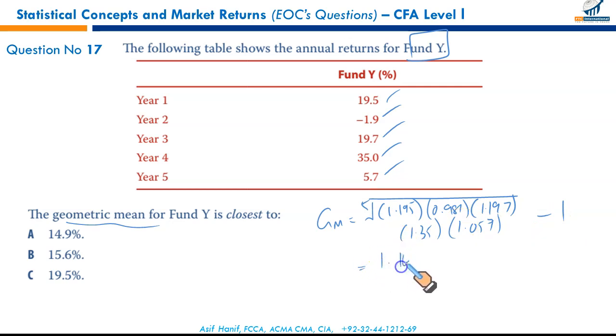I've calculated earlier 1.149. Minus 1 gives you 0.149, and it needs to be converted into a percentage. That is 14.9%, and that makes A the correct option. Straightforward, just plug in the numbers and you get your result.